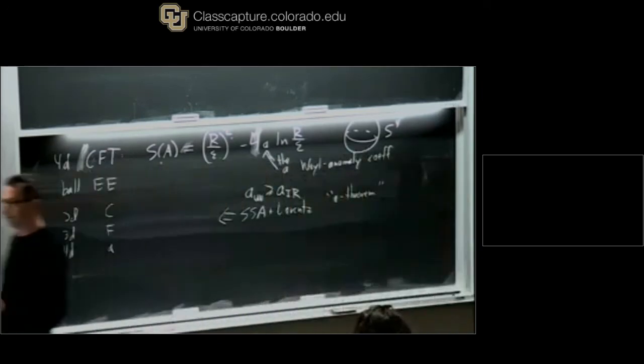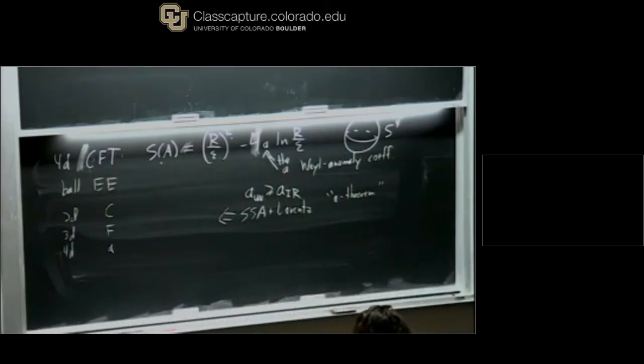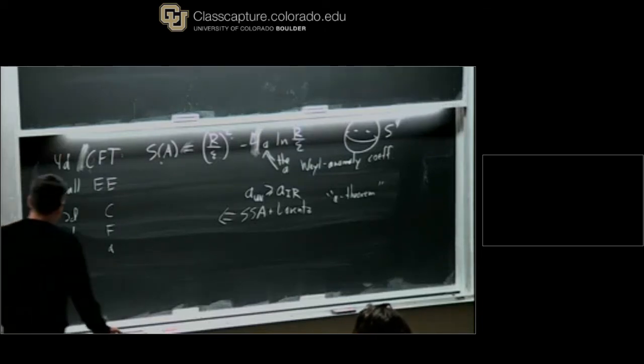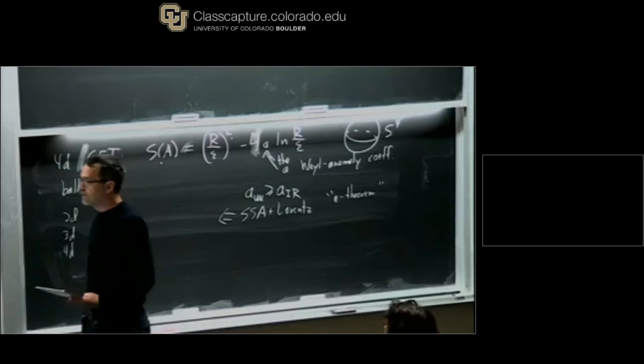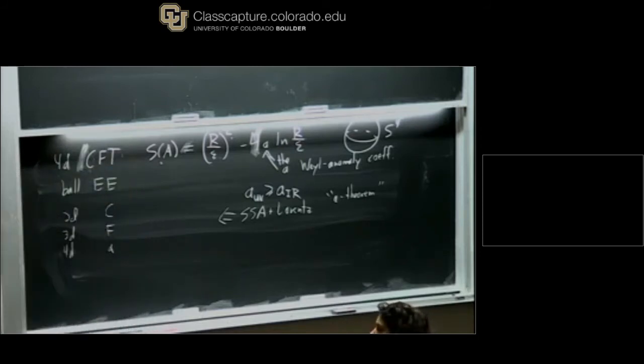So strong subadditivity is telling us 4 dimensions is special. A priori, it looks like that. And so it's possible that there are no such theorems, or that you can't prove such theorems in higher dimensions. Now, there's another question over here.